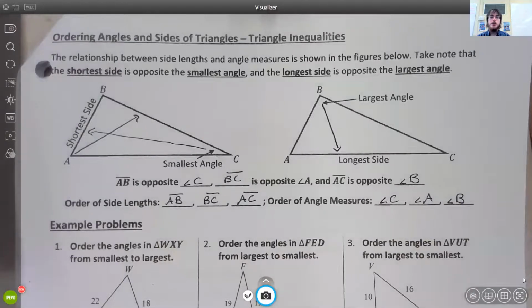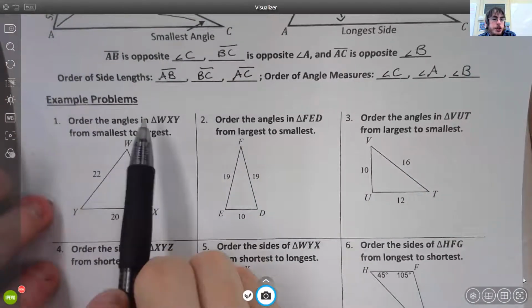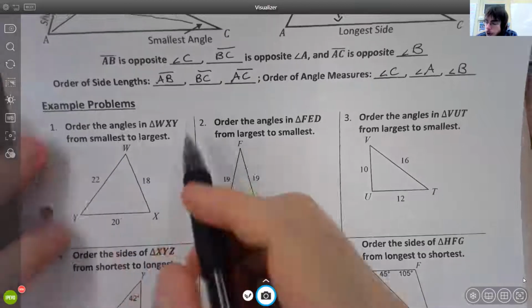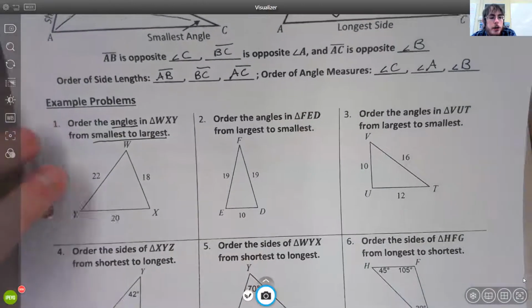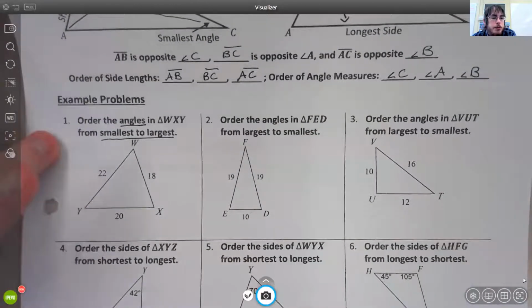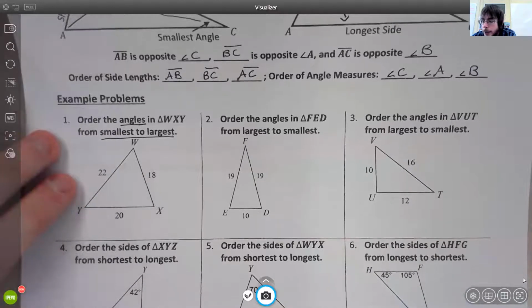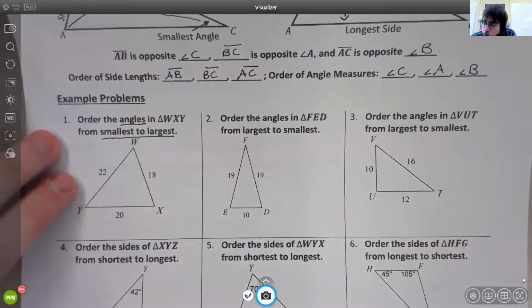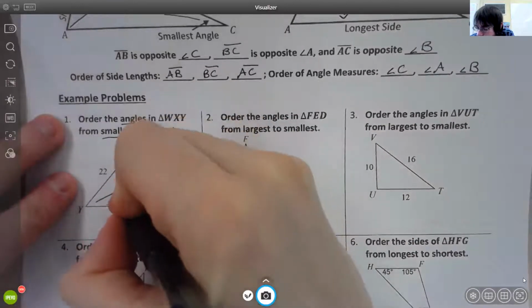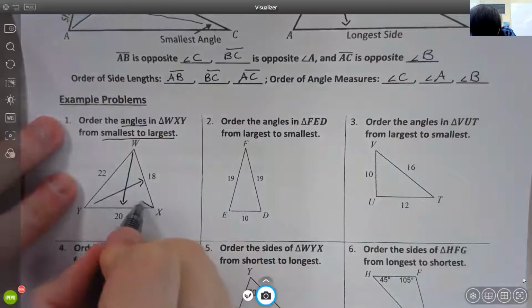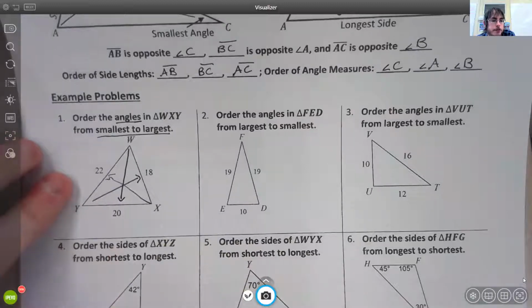Okay? So let's look at some examples. Number one says to order the angles in triangle WXY from smallest to largest. So we're going to be doing the angles from smallest to largest. Well, if you look at your diagram here, we see that we have some side lengths. The first thing that I like to do whenever I have a problem like this is to draw arrows from the angles to the opposite sides. This just tells me which angles are opposite which side lengths.